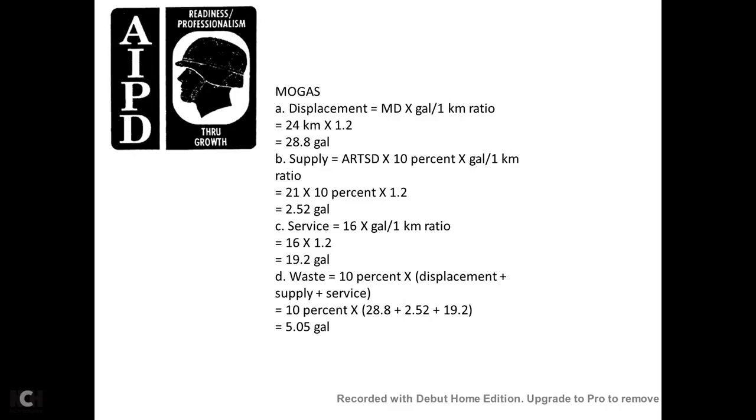Mo gas displacement: MD times the gas-per-kilometer ratio. 24 kilometers times 1.2 equals 28.8 gallons. Supply: RTSD times 10% times the gallon-per-kilometer ratio. 21 times 10% times 1.2 equals 2.52 gallons. Service is 16 times the gallons-per-kilometer ratio. 16 times 1.2 equals 19.2 gallons.